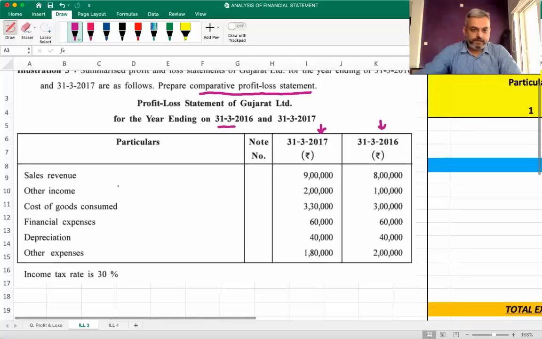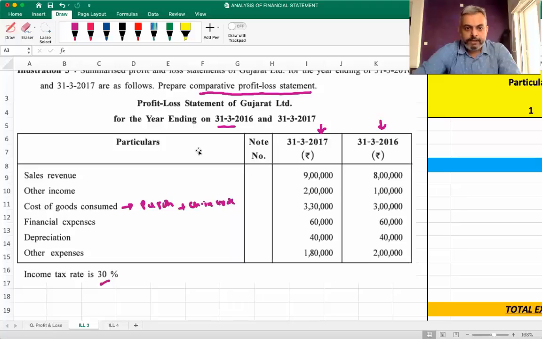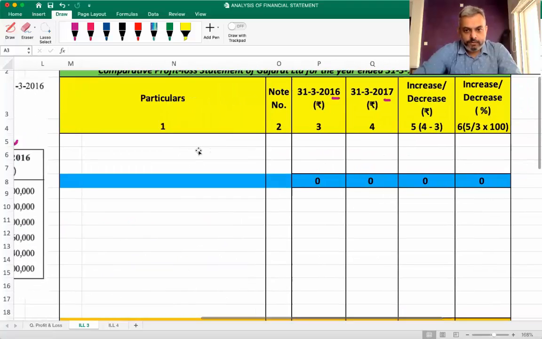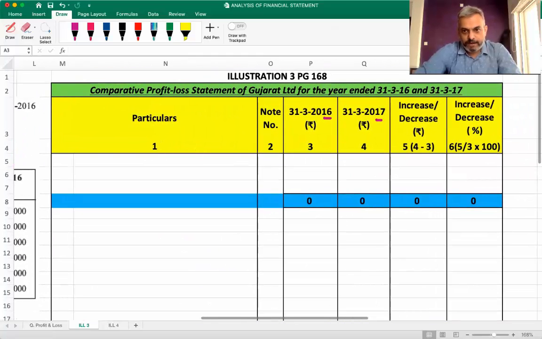Now sales revenue, other income, cost of goods consumed is given. It is a combination of purchase plus change in stock. Then financial expense, depreciation, other expense, income tax rate is given. So let's start. We will make the normal format only. Come to the format, write the heading, and then we start the sum.